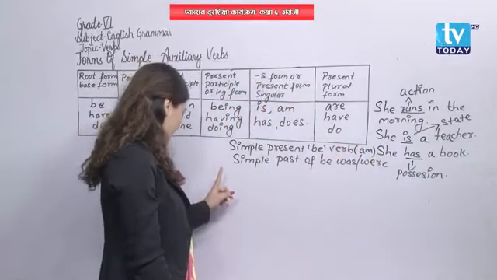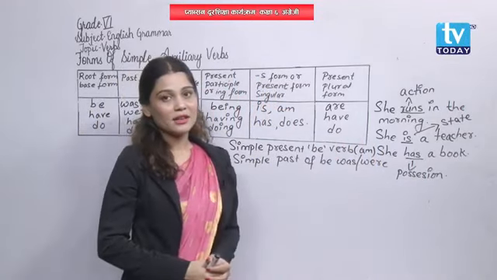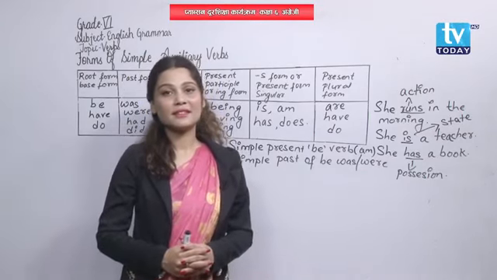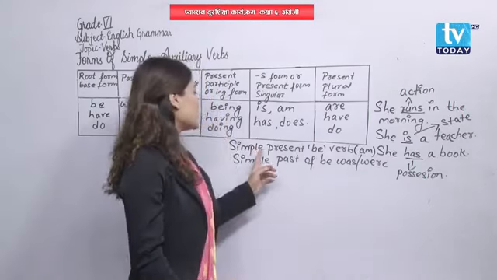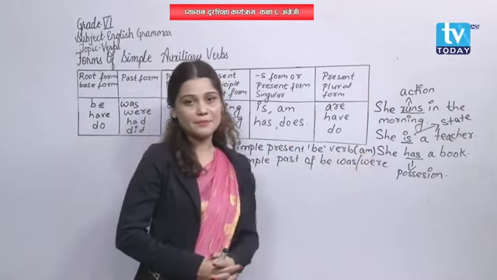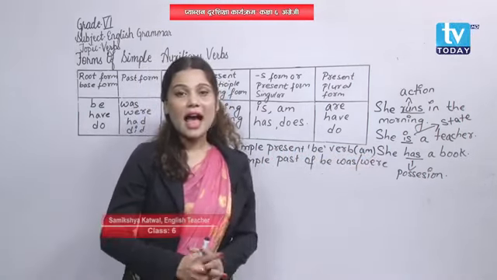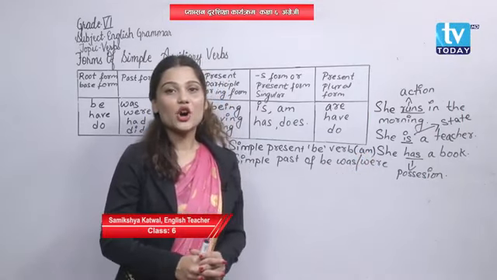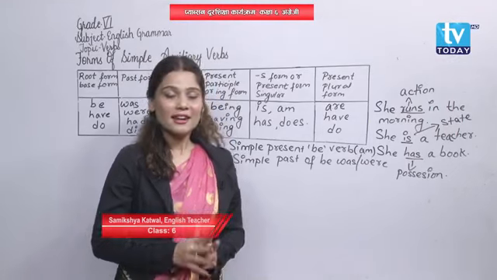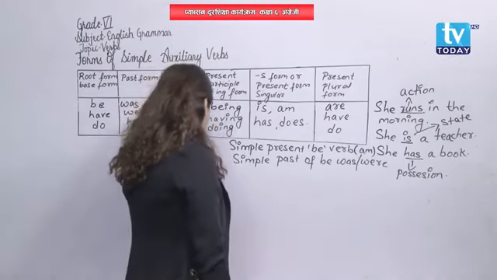For example, I am a teacher. I am a student. I am a doctor. These are a few examples of the simple present be verb using am. I am a teacher. I am a doctor. I am a nurse. Yes, I am an engineer.